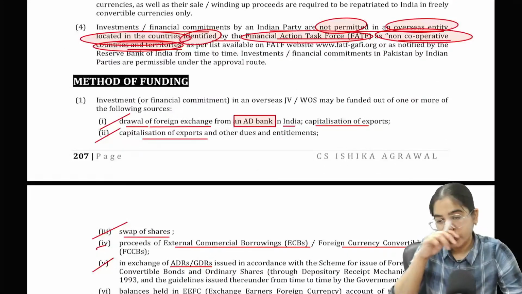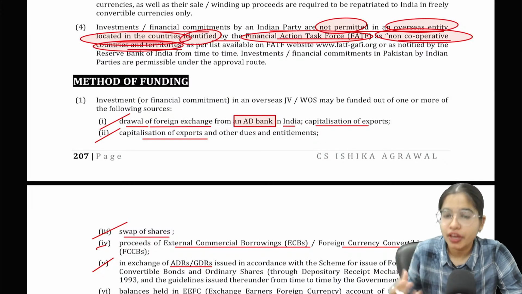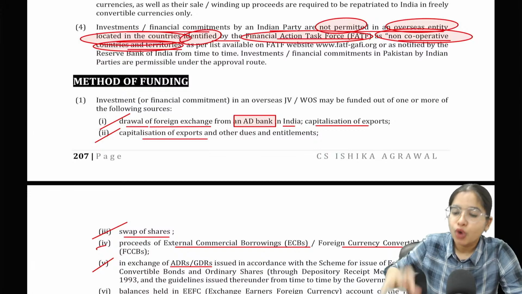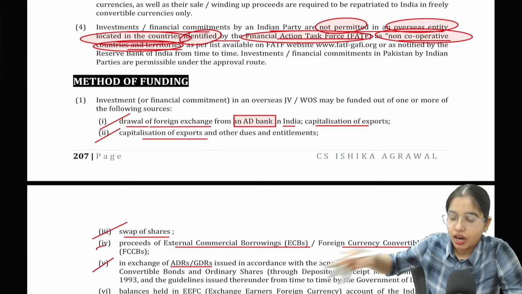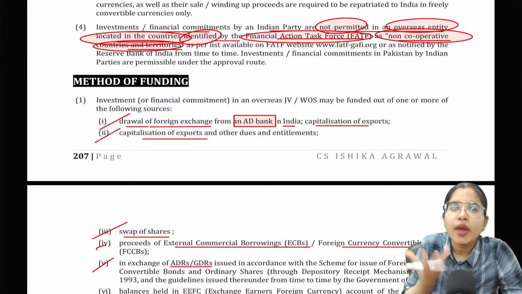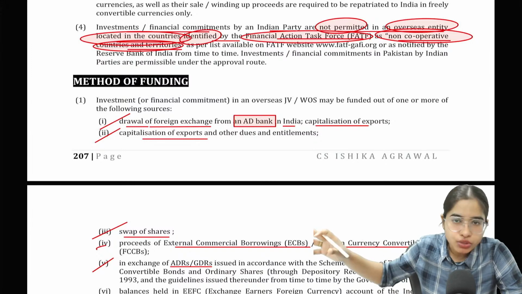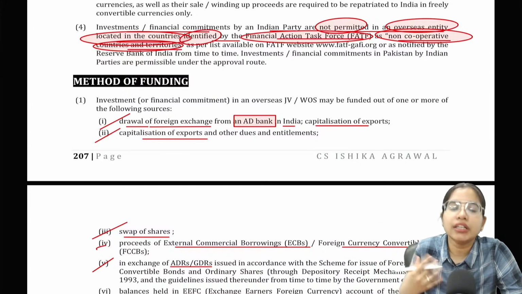Next is the method of funding. What do you mean by method of funding? Method of funding means from where you will bring the money. You want to invest money outside India, you want to make ODI. So where will the money come from, which you will invest outside India? Those are the methods of funding.